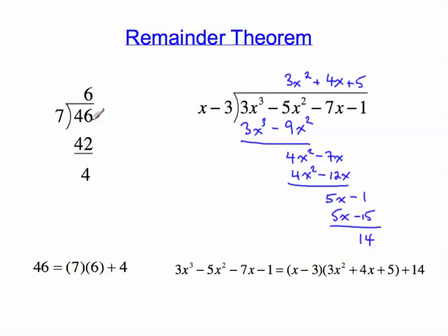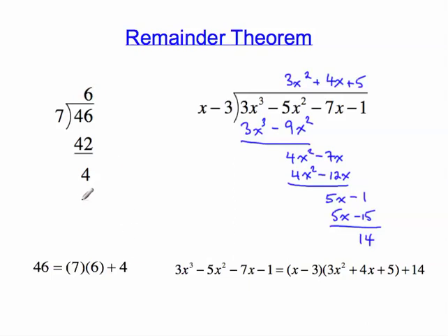If we have a question like 46 divided by 7, and we do it by long division, we get something that looks like this. 46 divided by 7 is 6. Multiply back to do the long division, we get 42, subtracting is 4. So 46 divided by 7 is equal to 6, remainder 4. We could write that alternatively as 46 is equal to 7 times 6, the divisor times the quotient, plus 4, the remainder.